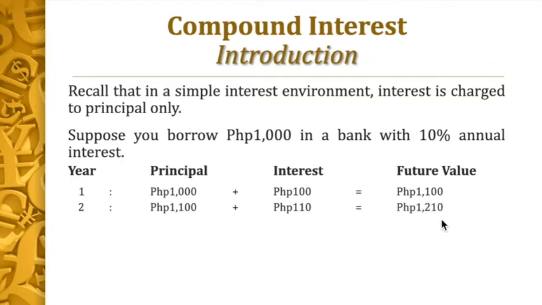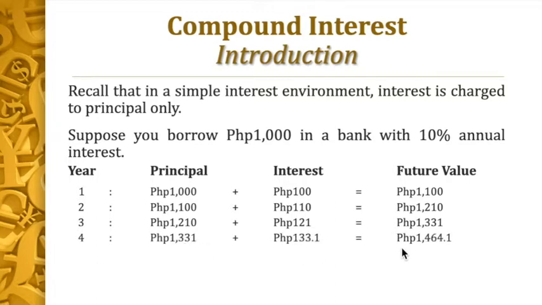Now we're going to continue this in year three. Our new principal is 1,210, the same as our future value, and different from the principal before. Getting the interest here, that's 121 pesos. Add them both together, we'll have 1,331. Continue the process, interest increases, future value is different, and so on and so forth. This is how compound interest is being used.